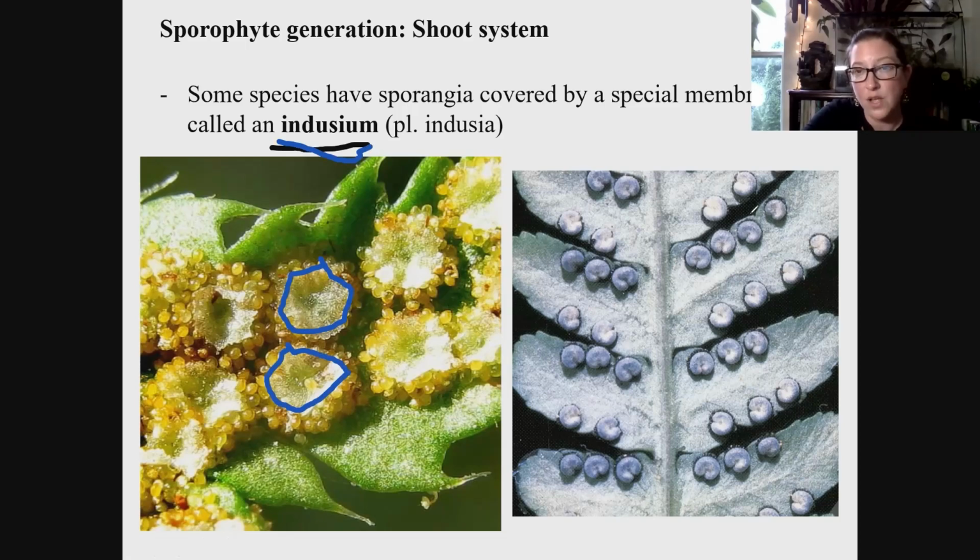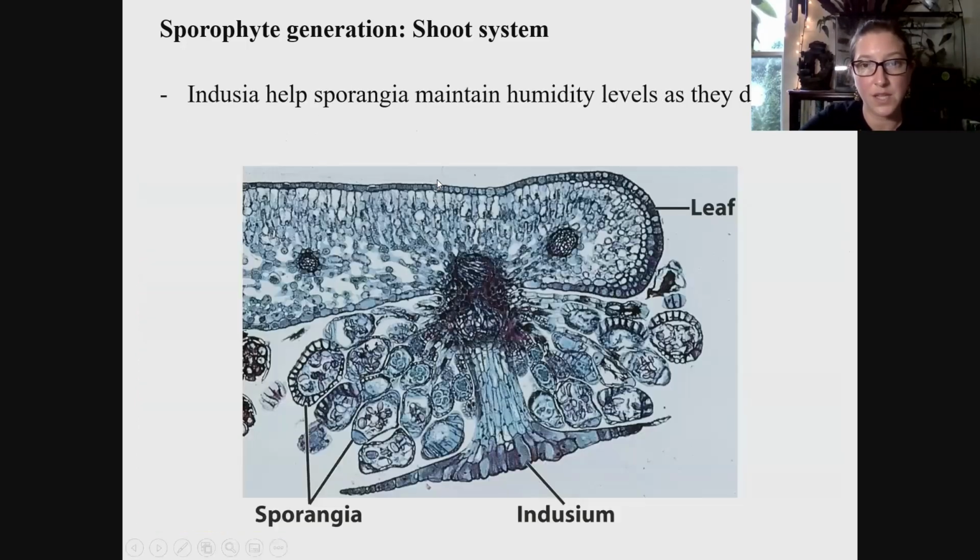On the right here, look, each fern leaflet, so this leaflet has on it 8 sori, and you can see these sori are covered by an indusium that almost looks like a little hamburger bun. And so what the indusia do is they protect the sporangia from drastic changes in humidity, because they're very sensitive to humidity. Here is a cross section through a leaf.